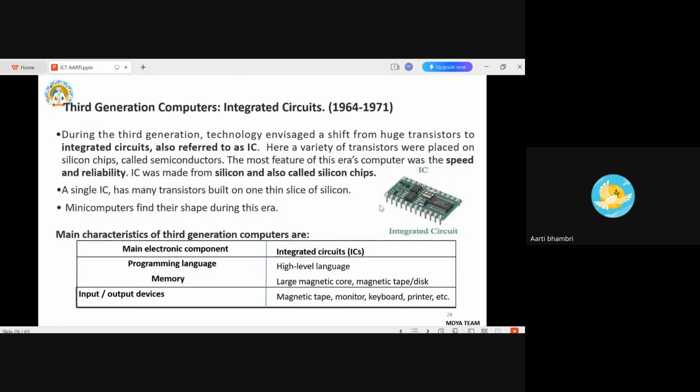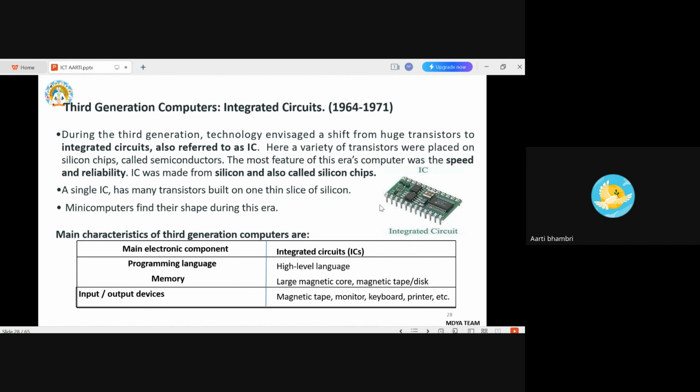The third generation computer uses integrated circuits. Today we are also using the integrated circuit, but the shape is changed; the improvement has come. Now, the time period is 1964 to 1971. During the third generation, technology envisaged a shift from huge transistors to integrated circuits, also referred to as IC. Integrated circuit short form is IC.